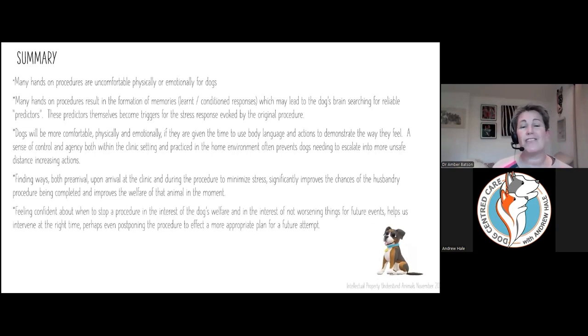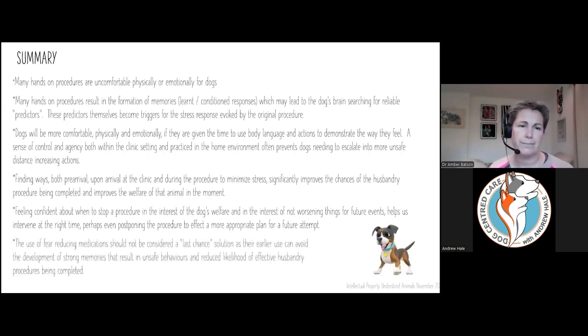Feeling confident about when to stop a procedure in the interest of the dog's welfare and in the interest of potential future learning, because we don't want things to get worse going forward, helps us intervene at the right time. And if we can postpone a procedure to effect a more appropriate plan for another day, everything should go an awful lot better. We do need to help the client appreciate why we're making that suggestion, that it is in their dog's longer term best interests.